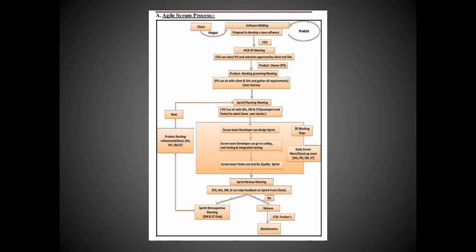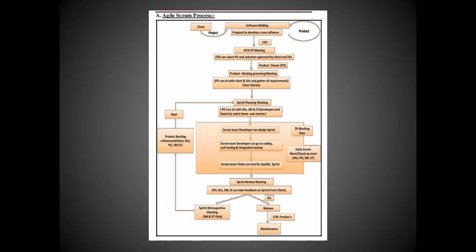Next, if everything is fine, they are going to release it. Here also there is the CCB team, which provides the maintenance, support and services. In this process, if the client says the feedback is not good, then in the sprint review meeting they collect all the feedback and conduct one more meeting. That meeting is called the sprint retrospective meeting. The attendees are the Scrum Master and the Scrum team only.